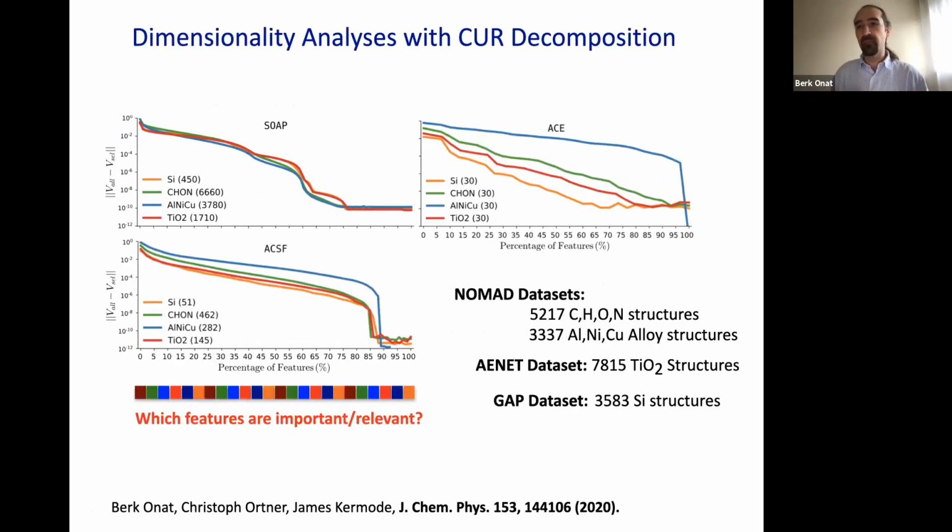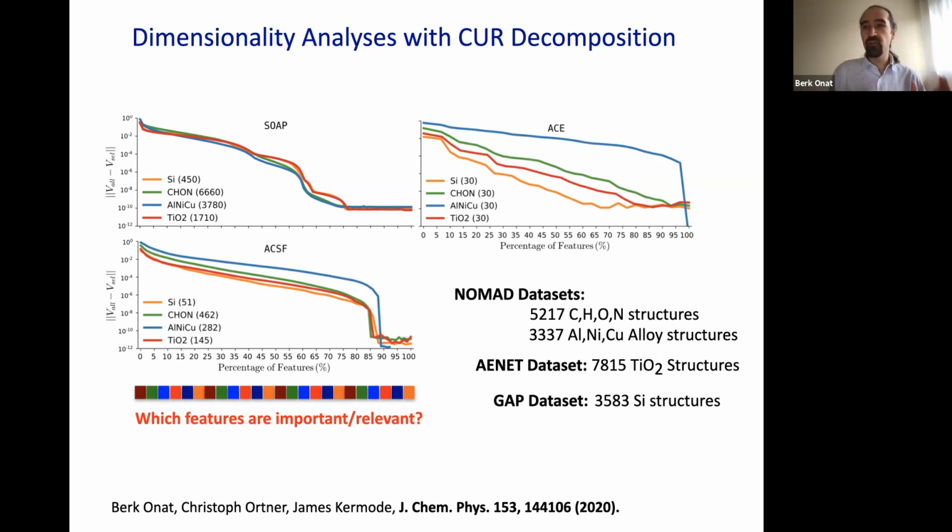So we did this similar analysis without using the PCA part, but we calculated in the large data sets from NOMAD data sets, ANET data sets, I think yesterday that's already shown, the titanium oxide one, and the GAP data sets also, silicon data sets. So we use this analysis, CUR decomposition, for different descriptors. I didn't explain the ACE or ACSF, but you already know the ACSF and the SOAP also. So here the graph shows different colors for the different data sets, and the parenthesis shows the number of elements in the vector, the descriptors.